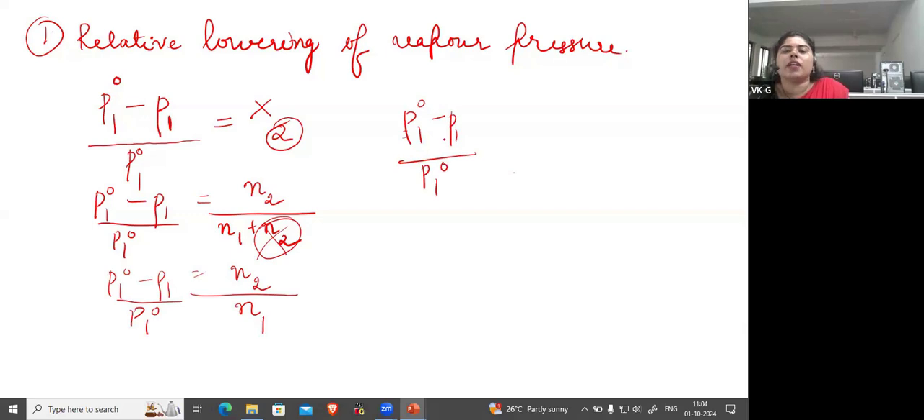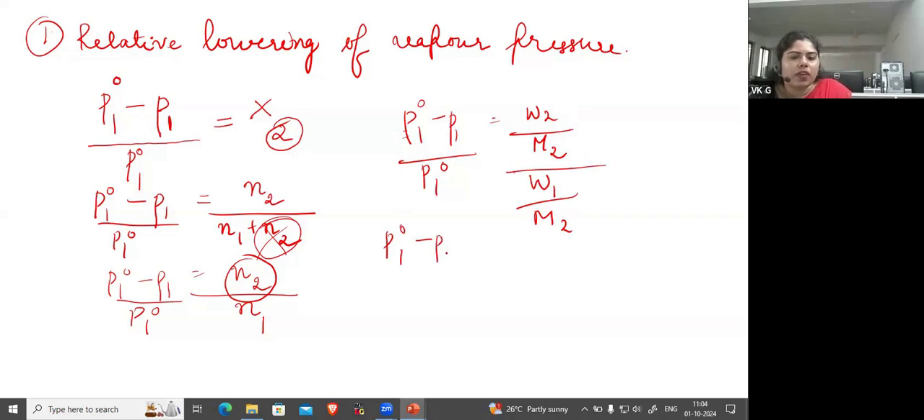So P1 naught minus P1 divided by P1 naught. N2 means mass by molar mass of 2. So you write mass as W. Molar mass is always capital letter M, mass is small letter W. Taking that, N1 is W1 by M1. If you still want to rearrange it, then you can write P1 naught minus P1 divided by P1 naught is equal to W2 M1 divided by M2 into W1.